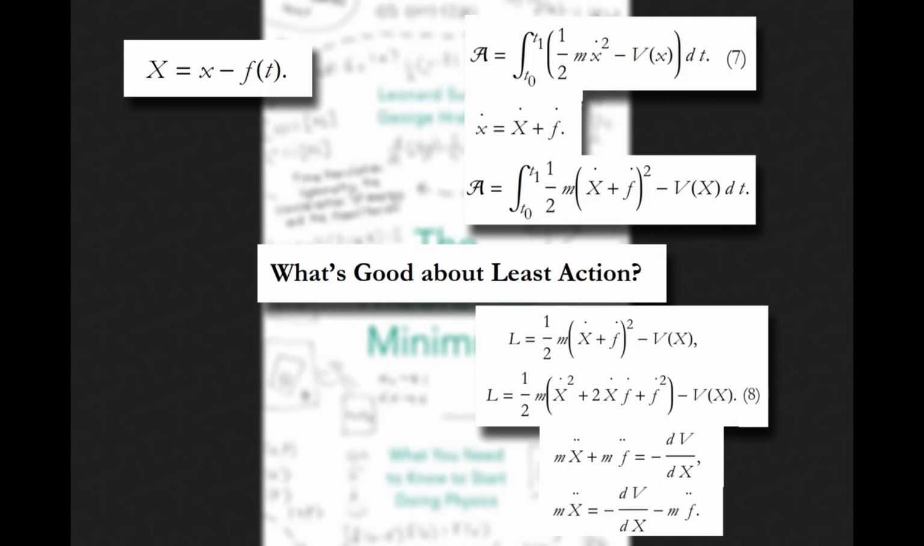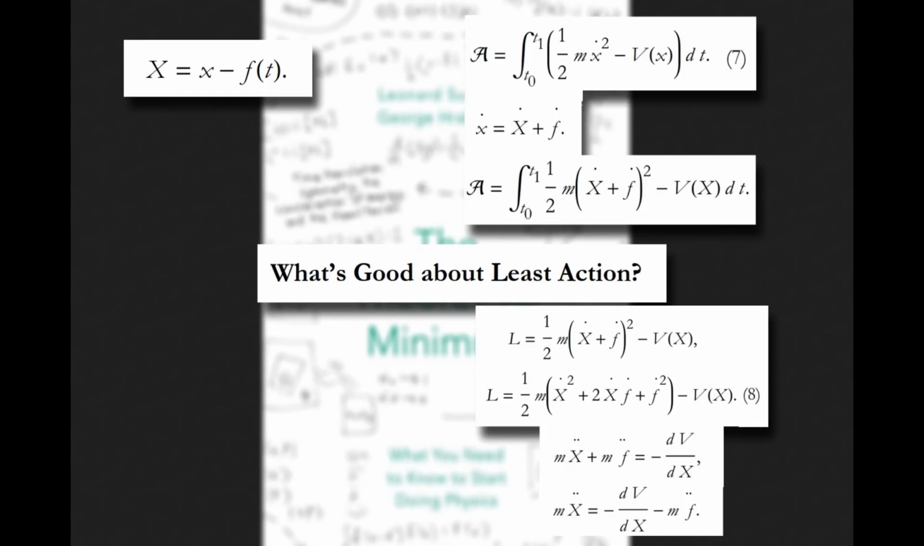Capital L equals half m (X dot plus f dot) whole square minus potential function as a function of capital X. We can expand the square: L equals half m [X dot square plus 2 X dot f dot plus f dot square] minus potential function V(X). This is equation 8. What does George do with equation 8?